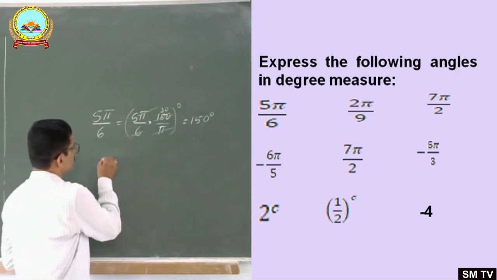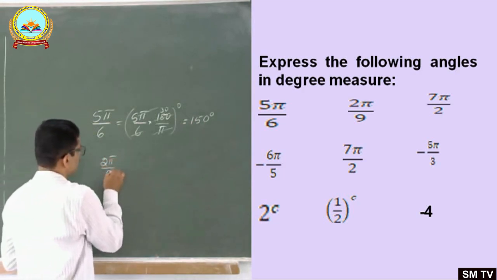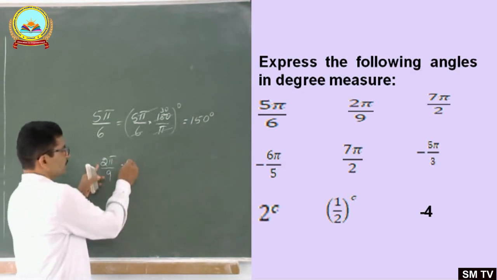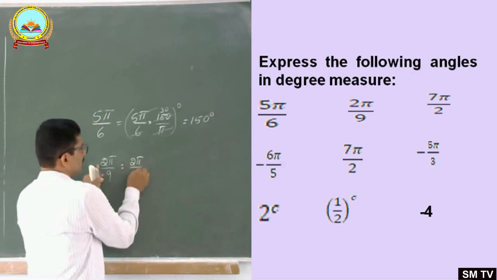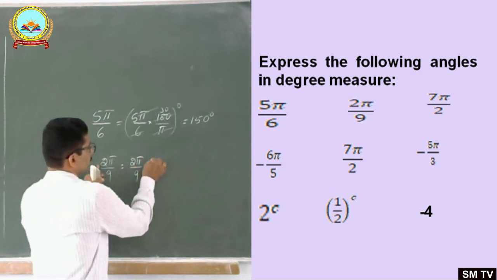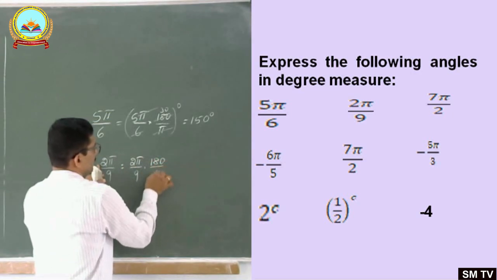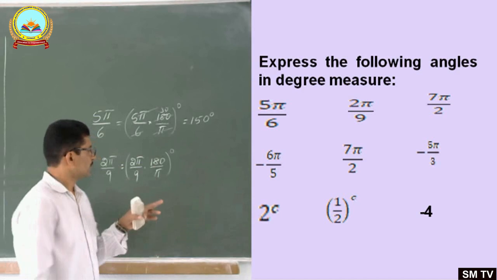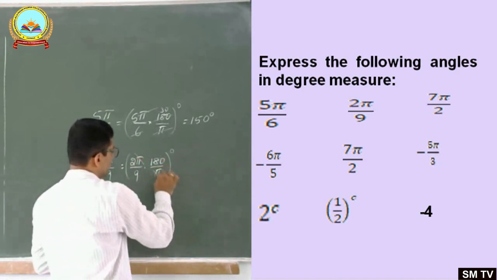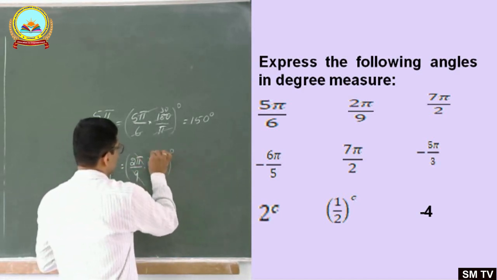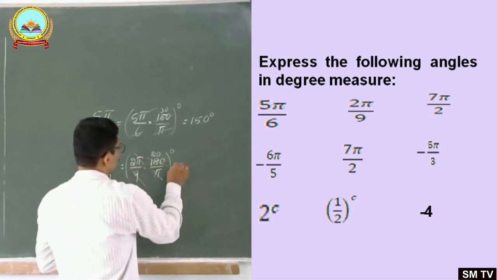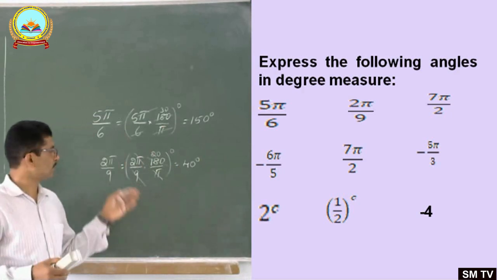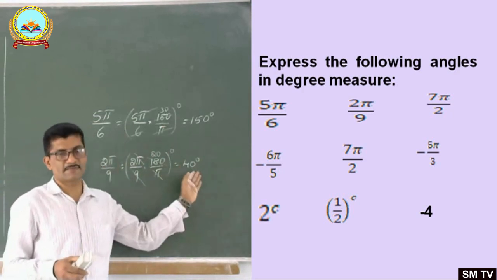Similarly, you can find 2 pi divided by 9 radian converted into degree. Here also, this 2 pi divided by 9, we are multiplying the conversion factor 180 divided by pi. Then this one is converted into degree form. Here also simplify: pi cancels, 9 into 20, 20 into 2, you get 40 degree. This one is the conversion of radian to degree form.